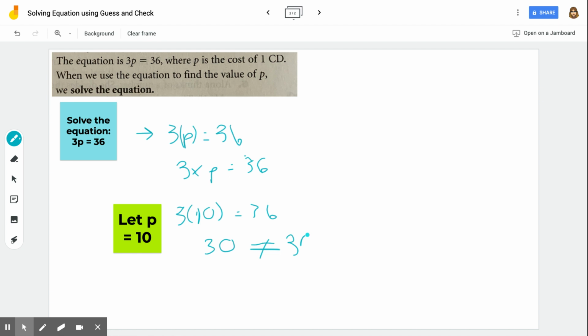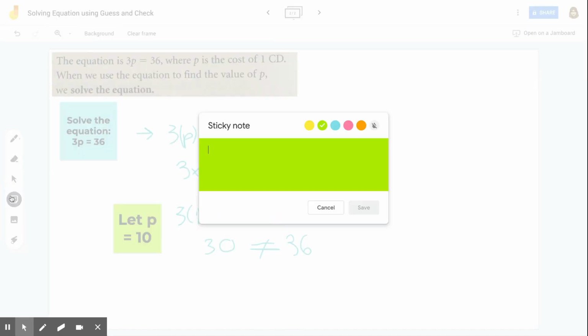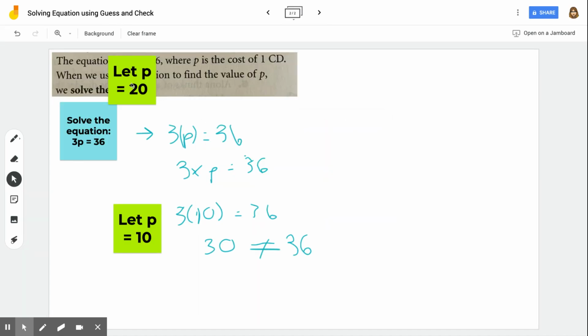So unfortunately, if I chose to let p represent 10, I would get a number that's too small. So again, we're guessing and checking. Let's try another one. Let's let p equal something that is larger than 10. So let's try 20. So we're going to let p equal 20, and we're going to try again.